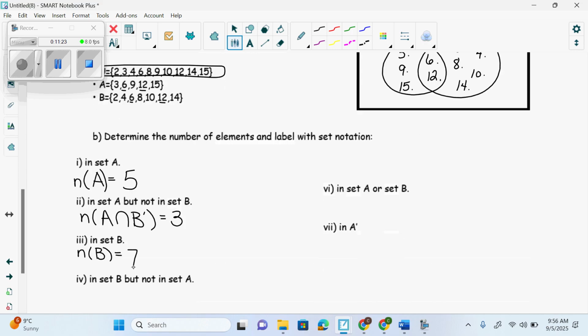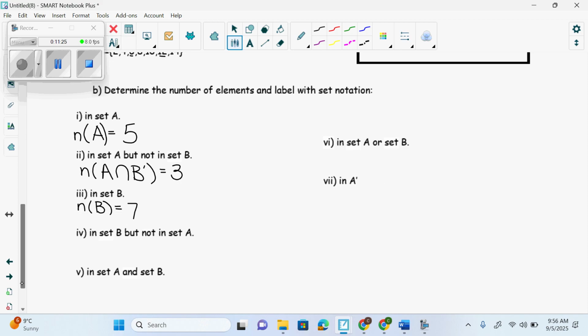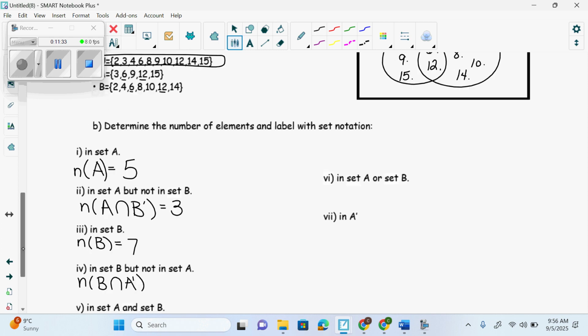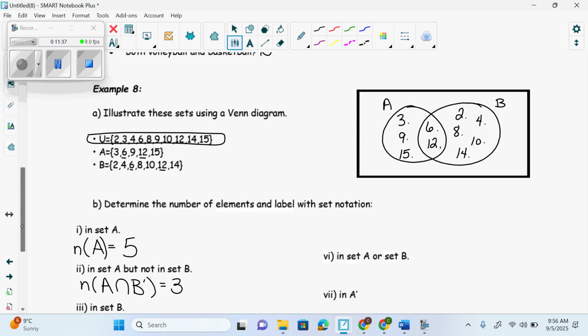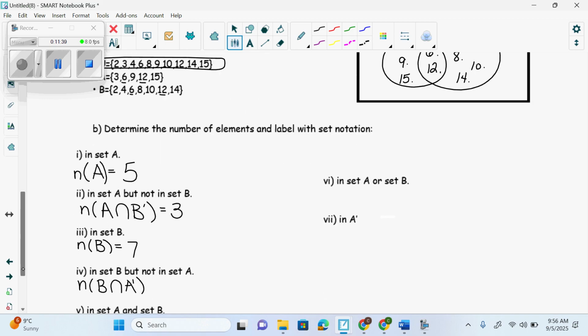Number 4 says set B but not set A. So B and not A. So this is the B crescent moon. So we go to the B crescent moon. You should be paying attention. I don't think everyone is. The B crescent moon has 5 in it, so we're going to put a 5.